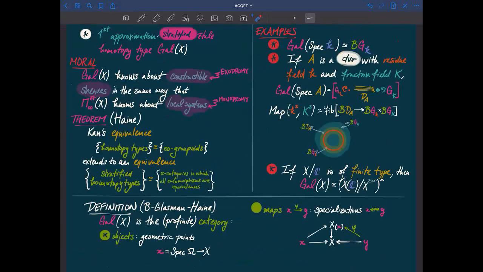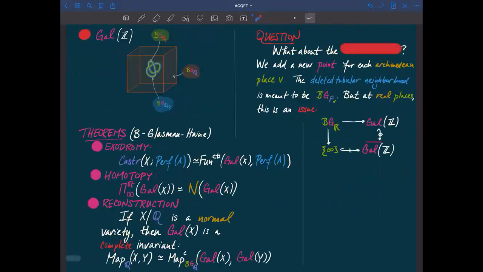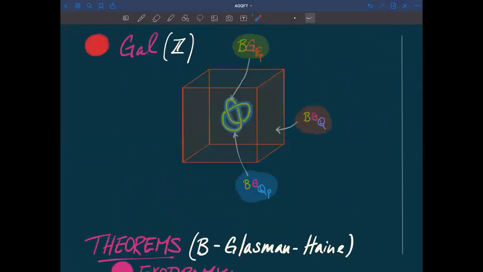Okay, so my claim was that this category that I cooked up is going to have some relationship with constructible sheaves, which is analogous to the one between the original Étale homotopy type and local systems. Oh, but I forgot. I wanted to give another example, which is the Galois category of Z itself. Good, let's do that. So the Galois category of Z itself looks roughly like this.